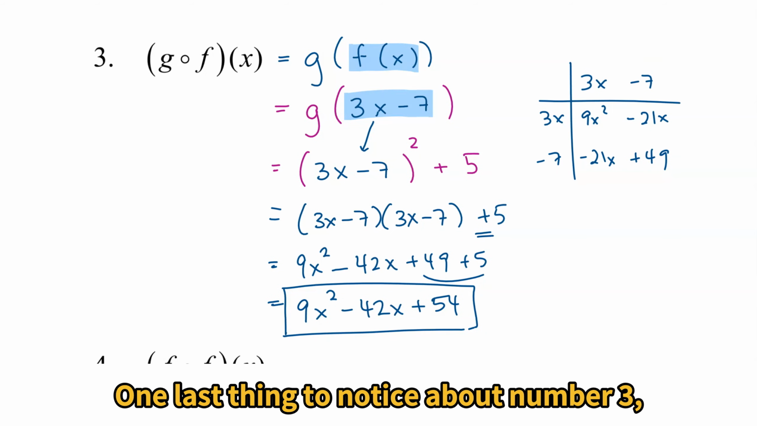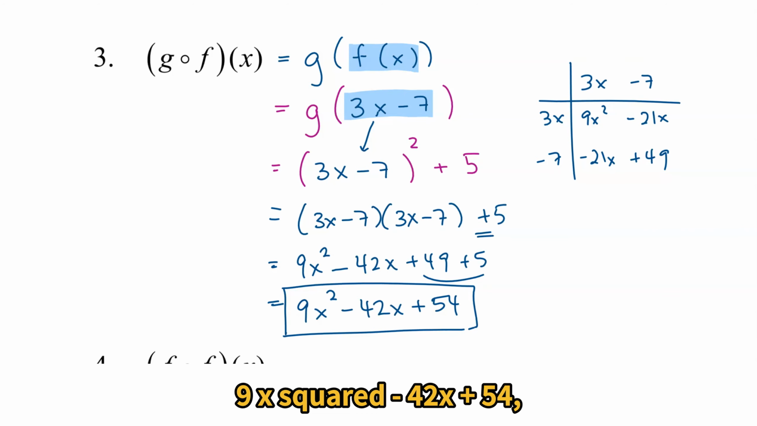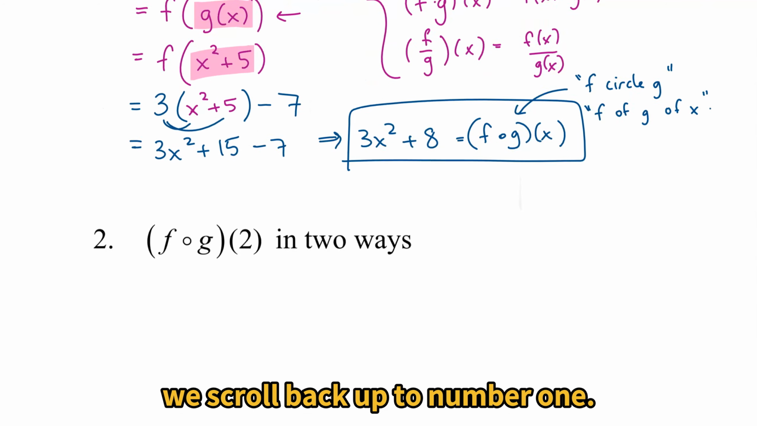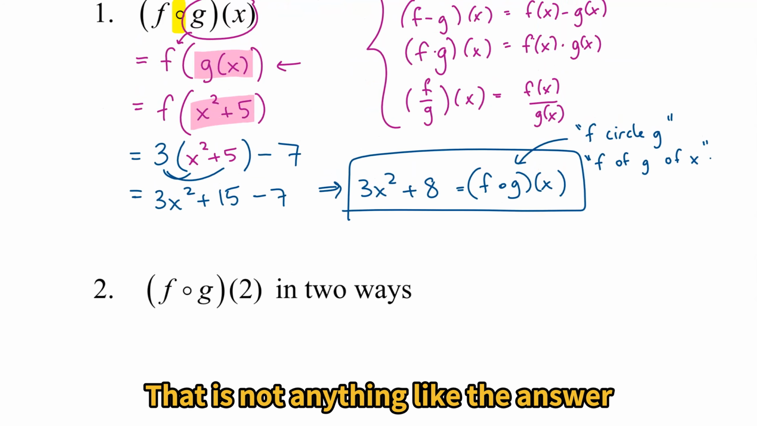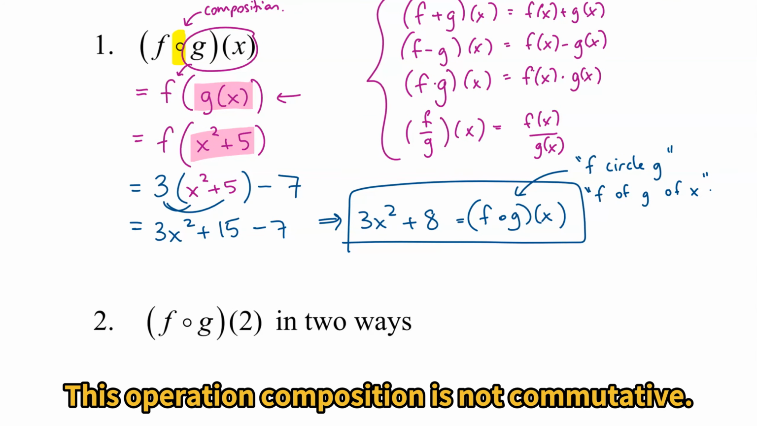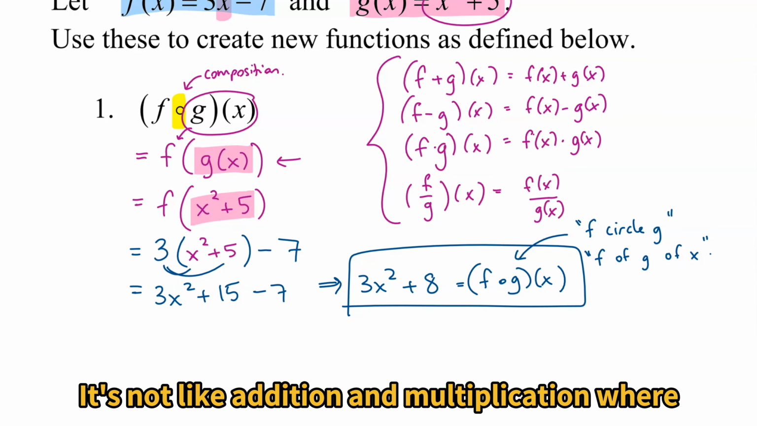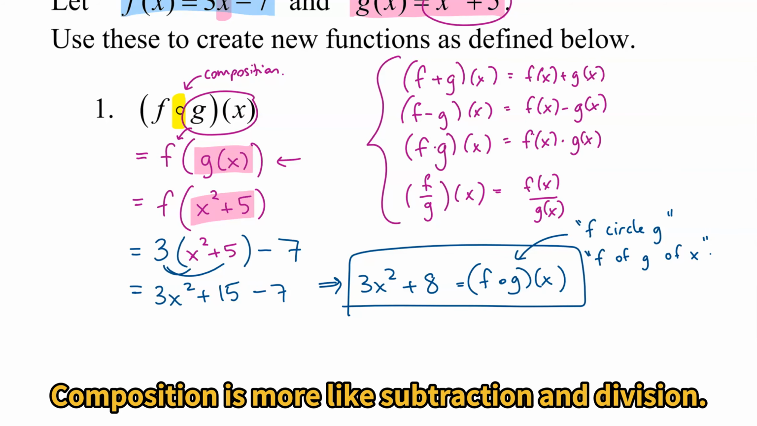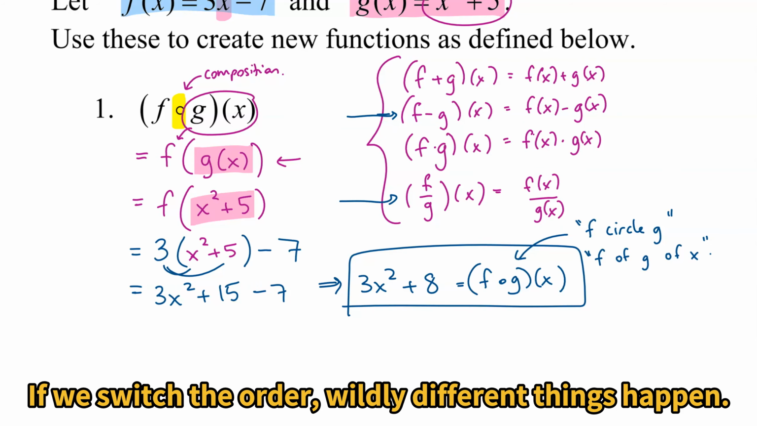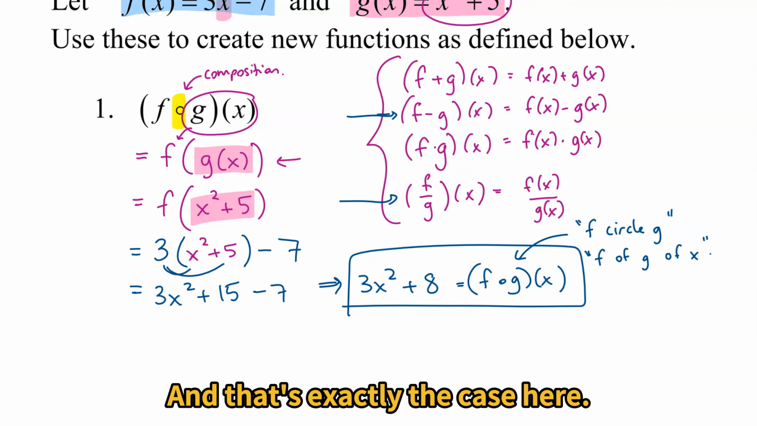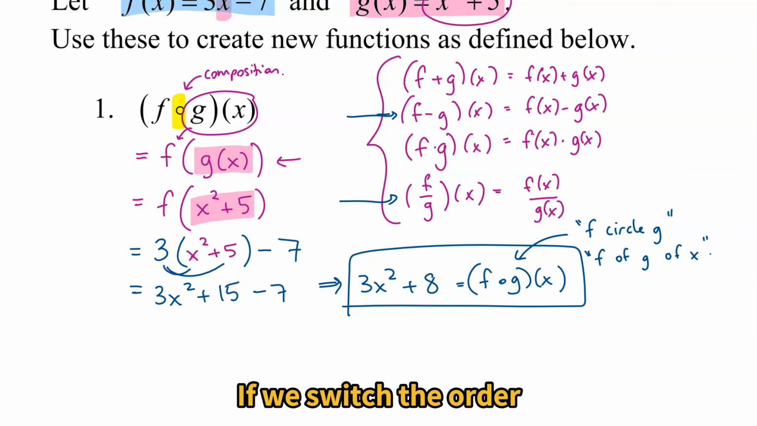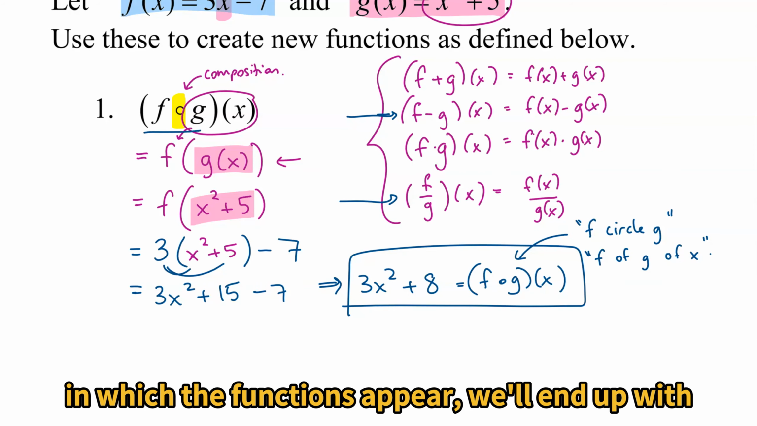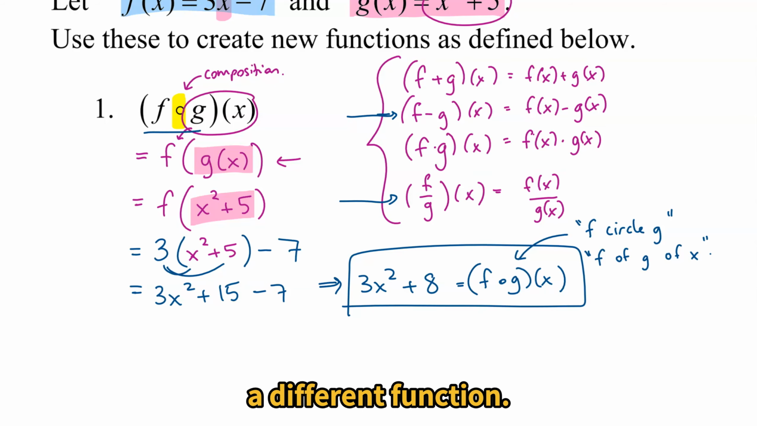One last thing to notice about number 3, 9x squared minus 42x plus 54. If we scroll back up to number 1, that is not anything like the answer that we got in number 1. This operation, composition, is not commutative. It's not like addition and multiplication, where if we switch the order, we get the same answer. Composition is more like subtraction and division. If we switch the order, wildly different things happen. And that's exactly the case here. If we switch the order in which the functions appear, we'll end up with a different function.